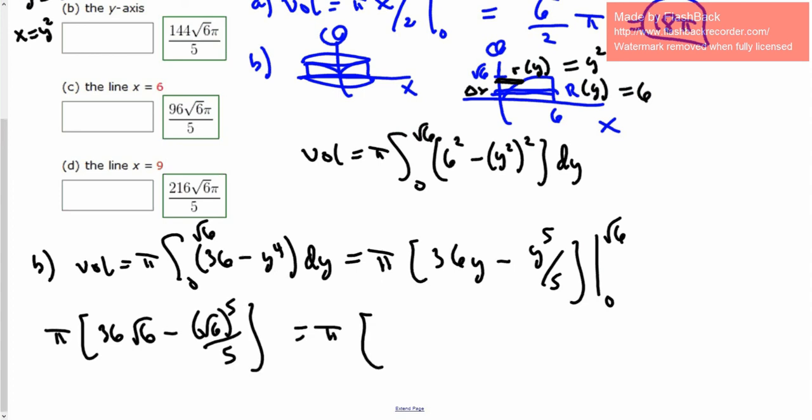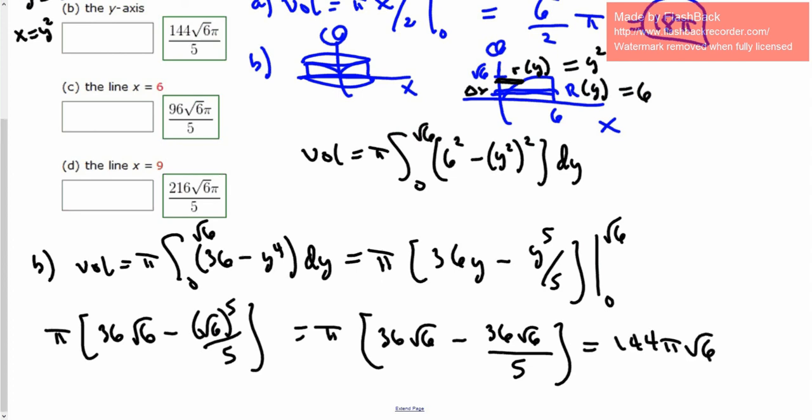So this is pi times brackets 36 times the square root of 6 minus, this is the square root of 6 times the square root of 6 times the square root of 6 times the square root of 6 times the square root of 6. And the square root of 6 times the square root of 6 is 6, and then times the square root of 6 times the square root of 6 is 6. So that's 36, and I had left one more square root of 6, over 5. Now, you just simplify that. And when you do that, that's the 36 times the 5, then minus 36, and that gives you 144. And so we get 144 pi times the square root of 6 all over 5.